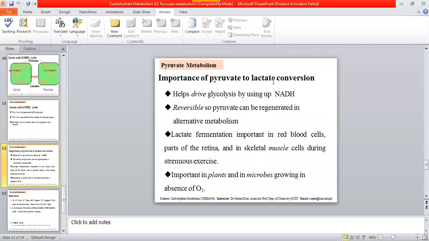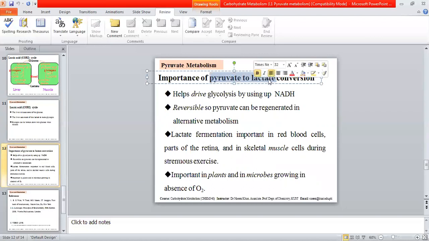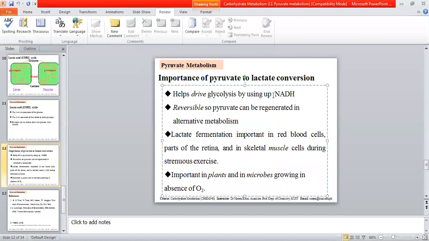What is the importance of this conversion of pyruvate to lactate? This helps drive glycolysis. Yes, because in glycolysis reduced NADH is produced, but in the conversion of pyruvate to lactate, the NADH is converted to NAD. It is being oxidized, so this NAD is again available to glycolysis, and in this way it helps glycolysis not to stop. It is a reversible process and can be regenerated.